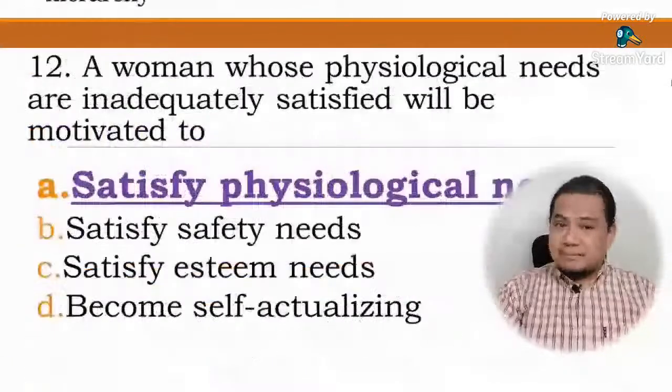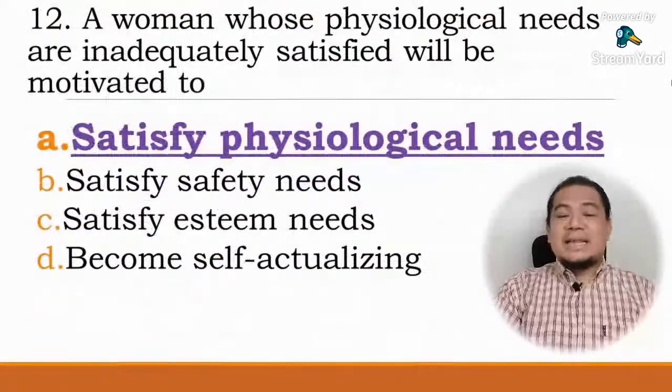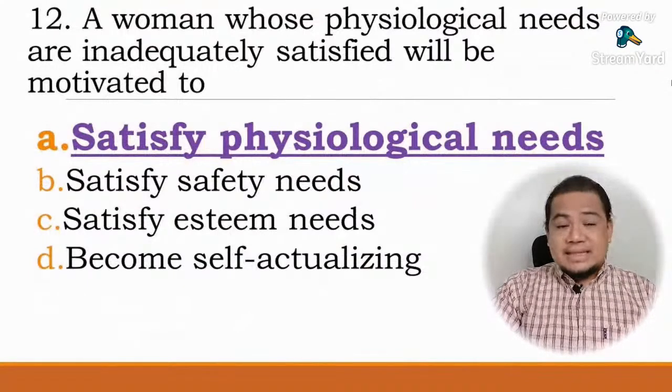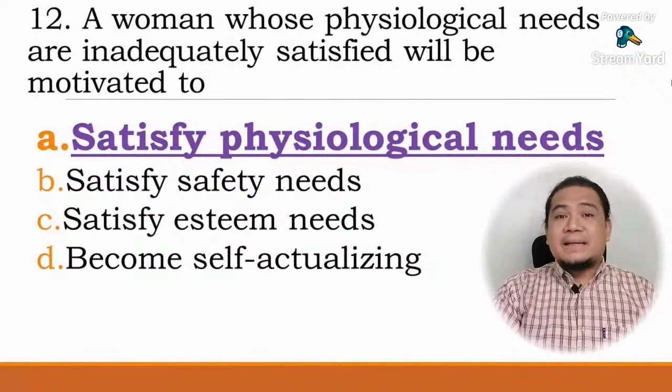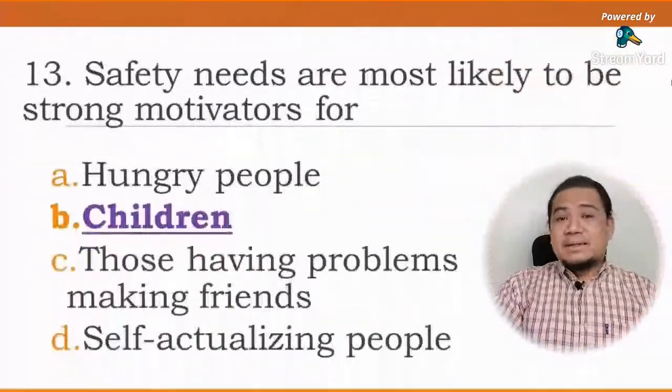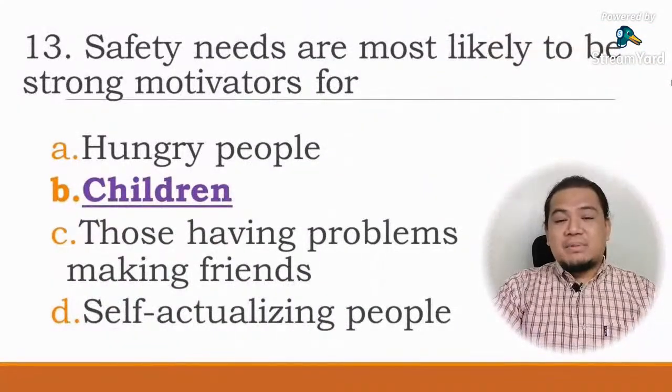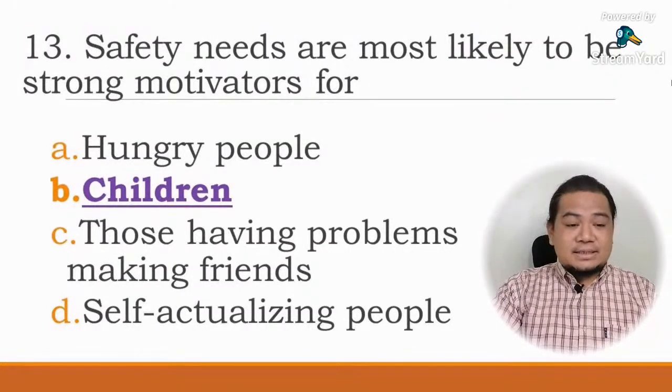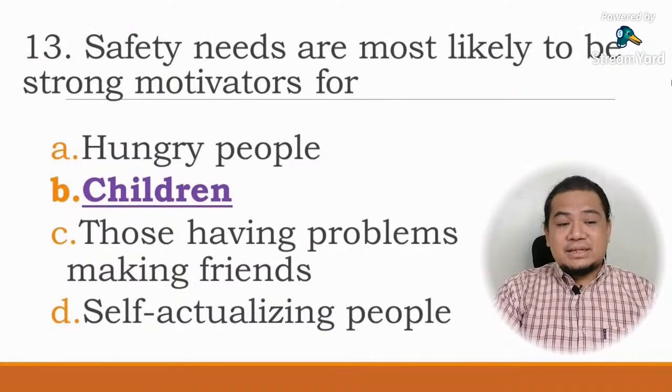Number 12. A woman whose physiological needs are inadequately satisfied will be motivated to. The answer is letter A, satisfy physiological needs. Number 13. Safety needs are most likely to be strong motivators for. The answer is letter B, children.